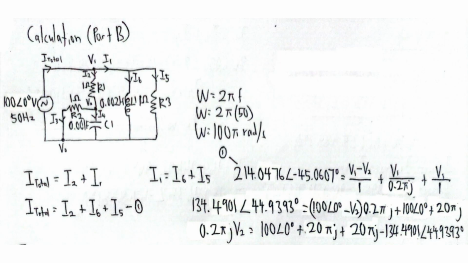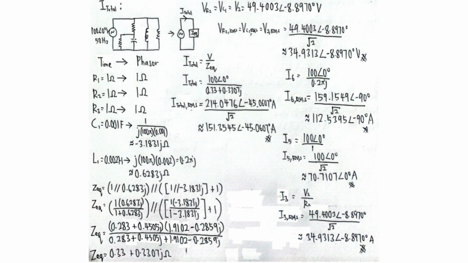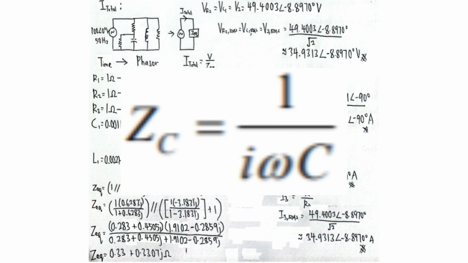Now we must find I total to eliminate one unknown from two unknowns in the equation. So the first step of finding I total is converting the circuit into an equivalent circuit. But before doing that, we must convert the value from time to phasor. So here is the step to convert time to phasor. From time to phasor, resistance stays the same, but capacitance will change according to the formula. Inductance will need to be converted as well.